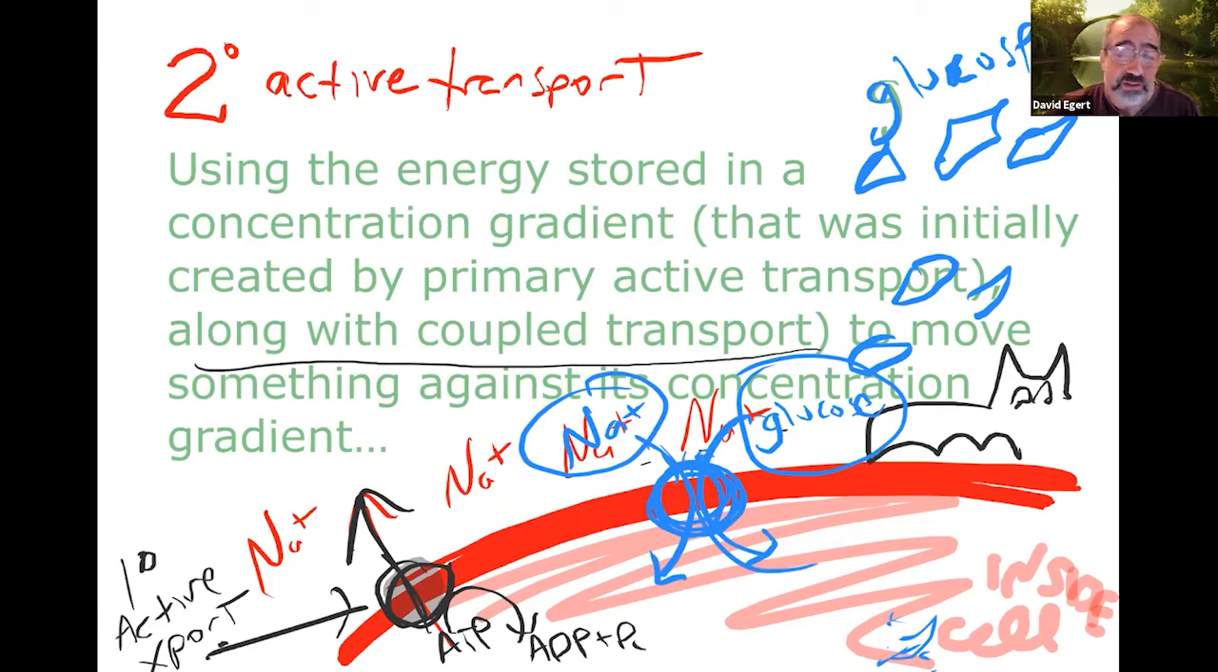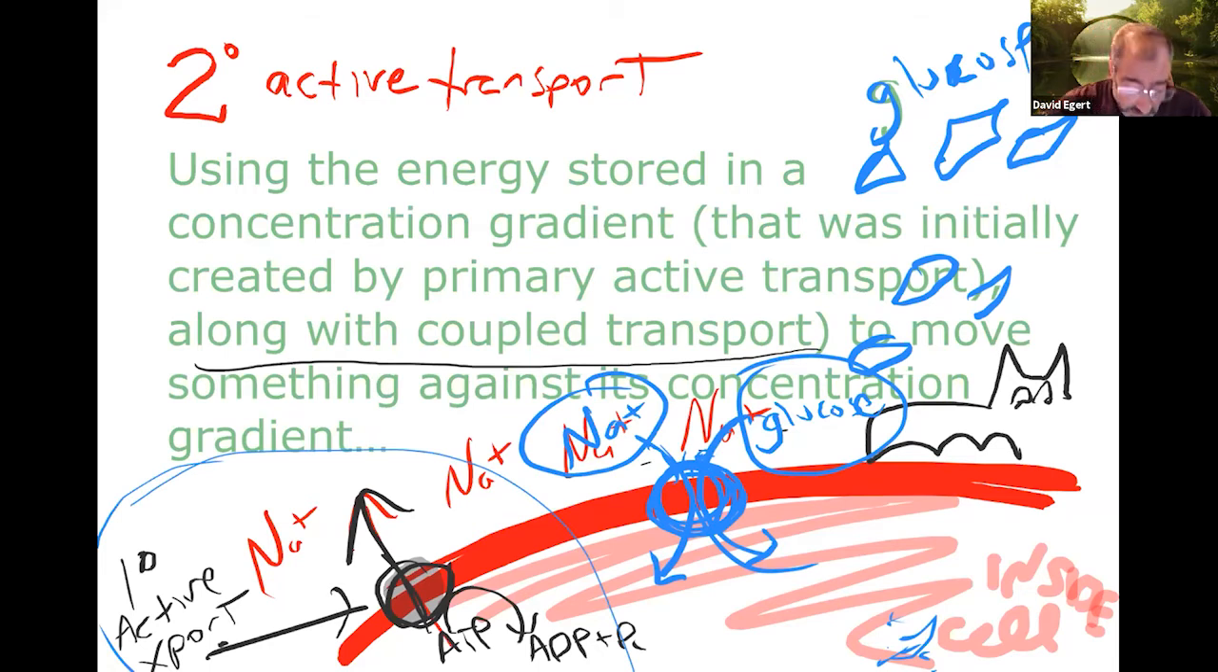So, again, the way to think about it is the glucose is getting dragged in along with the sodium. The sodium wants to come in because there's this energy stored in the concentration gradient of sodium that was originally set up by active transport over on this side.